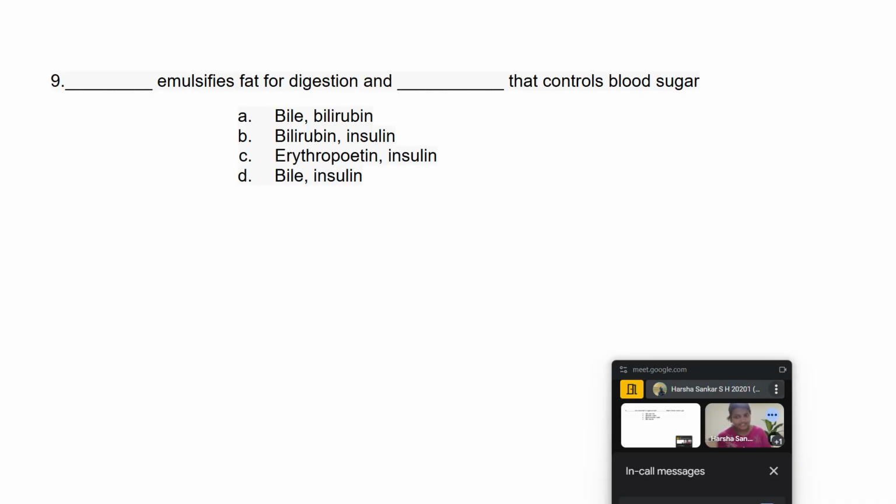Yeah, that is the correct answer. Bile emulsifies fat for digestion, and insulin controls blood sugar. Yeah, correct answer is B. I don't have to explain, right? It's a simple answer. Bile emulsifies fat, direct question.